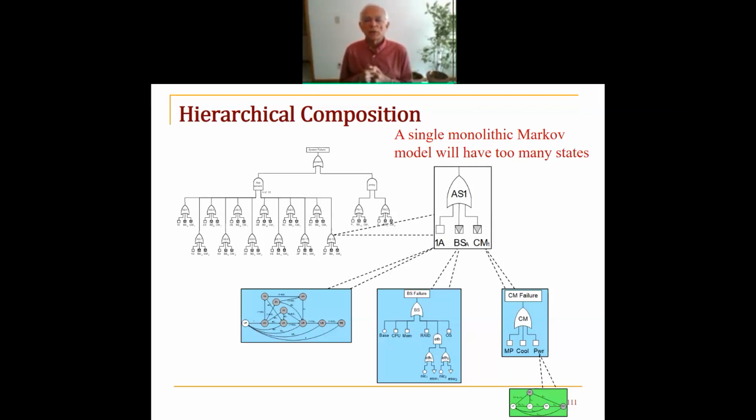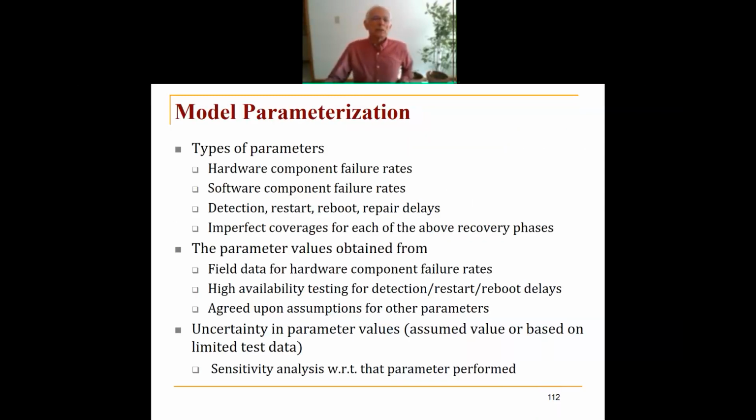And then, in order to solve the model, to derive an answer of system availability, I need parameters, input parameters. And what kinds of parameters? So parameters can be hardware component failure rates, software component failure rates, and after failure there might be detection, restart, reboot, and repair. And all of these may have delays attached to them, as well as probability of functioning correctly. Each detection may or may not work correctly, so there is a probability for each of these. So I need 4 types of parameters.